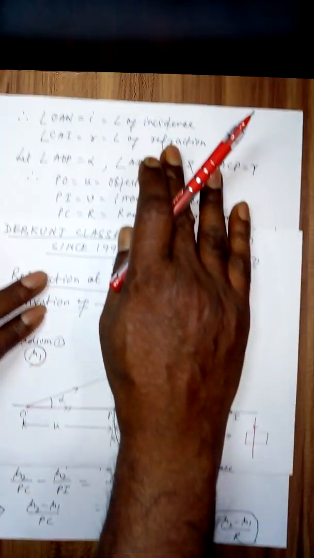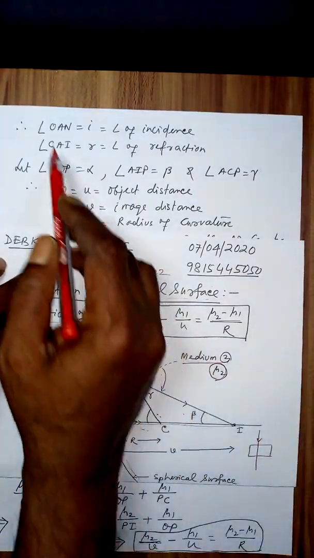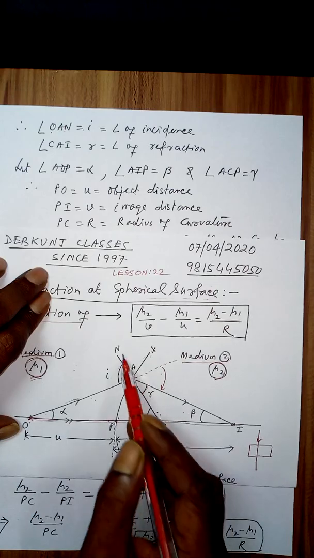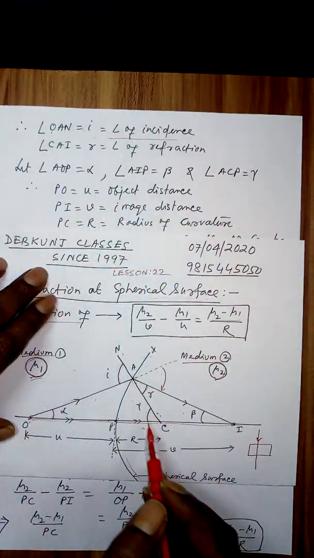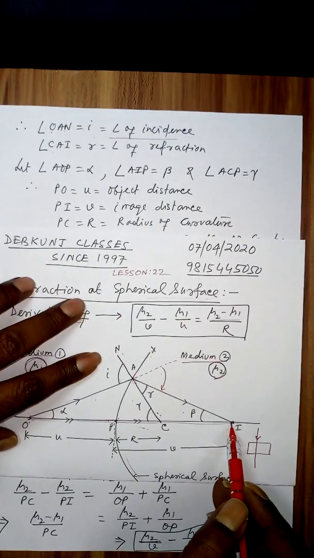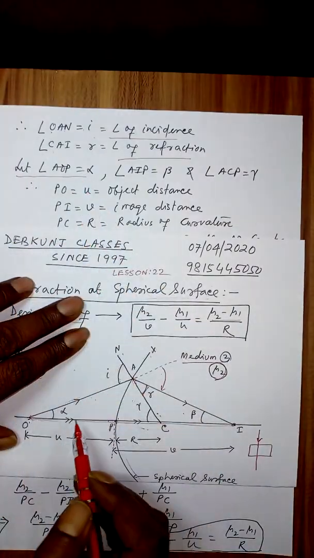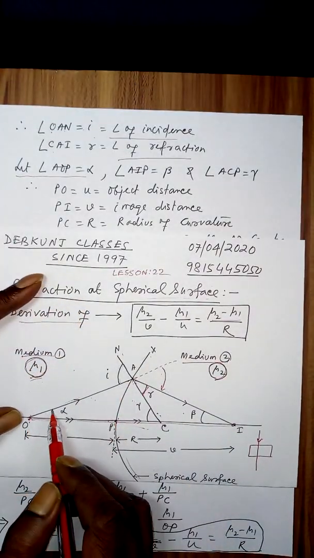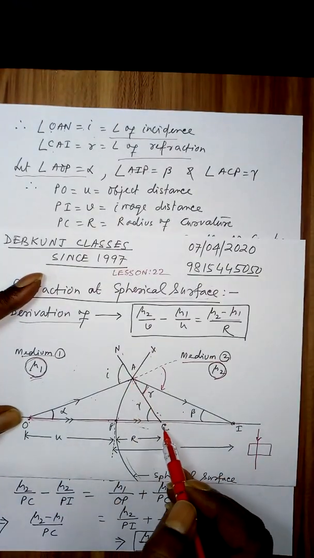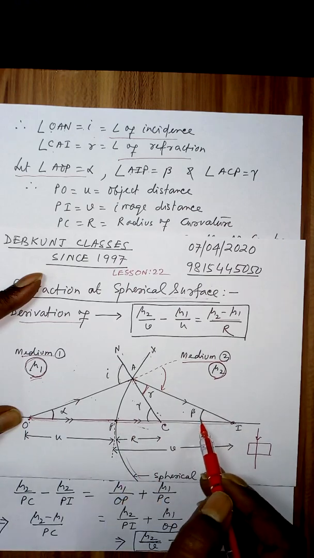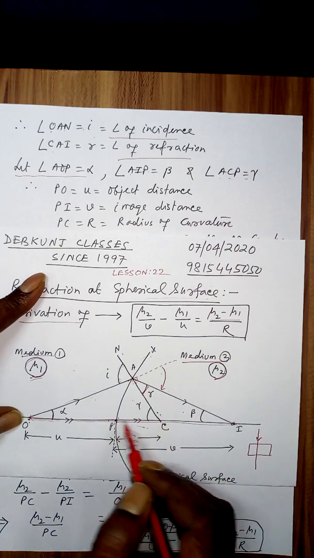Now angle OAN is i, the angle of incidence. Angle CAI is r, the angle of refraction. Let angle AOP be equal to alpha. Angle AIP is equal to beta. Angle ACP is equal to gamma.